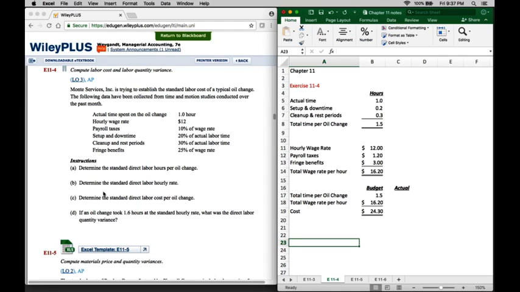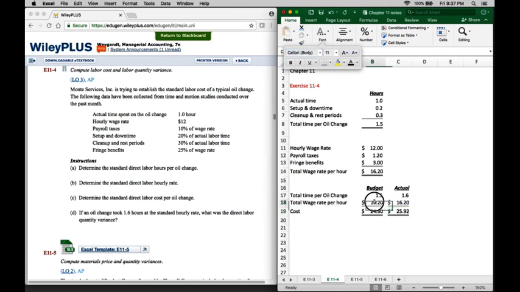We've done parts A, B, and C. In part A, they're telling us the oil change actually took 1.5 hours at the standard hourly rate. What was the variance? So here what we're looking at, it was 1.5. This number did not change. This stayed the same. So what happened over here? My cost went up.